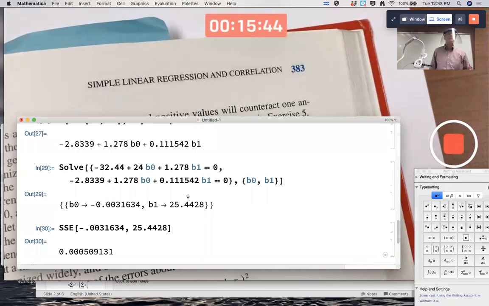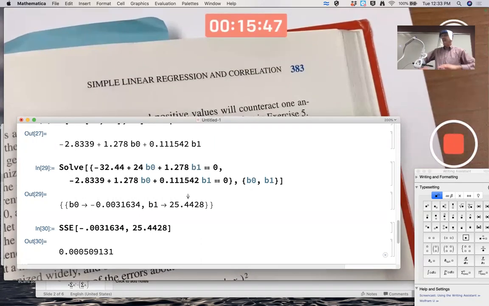Any other values of B0 and B1, any other line that you try to use to fit the data, is going to produce a value of SSE that's bigger. It's this particular intercept and this particular slope, approximately, that give us the smallest possible value of SSE, and that's why we, quote unquote, scientifically say this is the best line to use, the line of best fit.